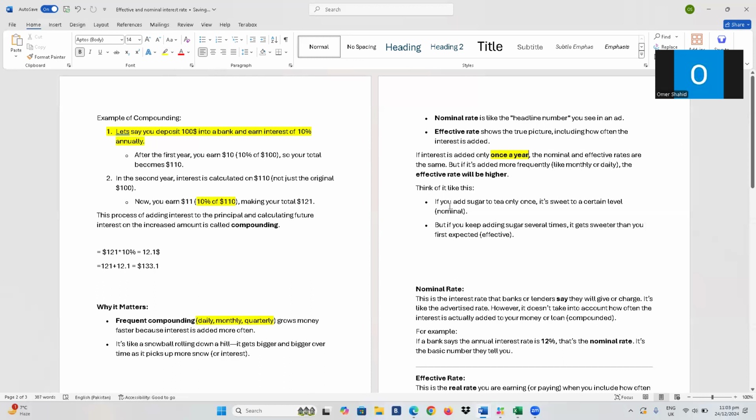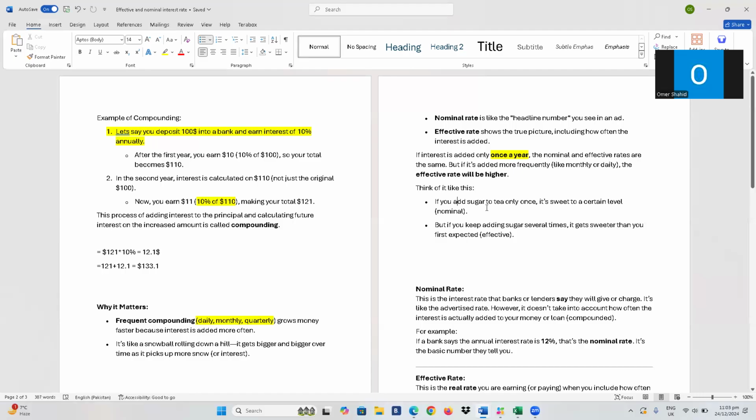But if they are not adding it once a year, if they are adding it more frequently, like on a monthly, daily, or quarterly basis, then the effective rate will be higher. That's what you need to understand: if they are adding once a year, then the nominal interest rate will be equal to the effective interest rate. But if they are adding more than once a year, daily, monthly, or quarterly, then our effective interest rate will be higher. We will look at the example shortly, so don't worry.